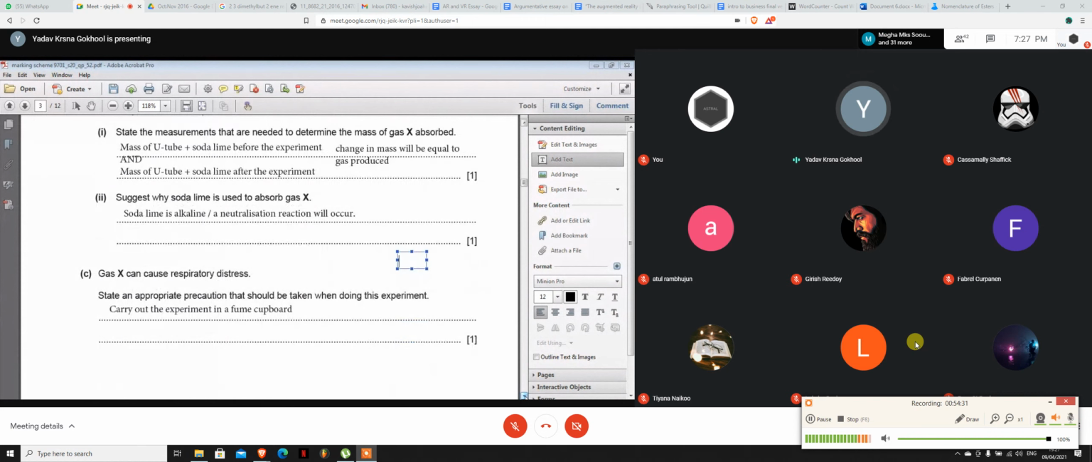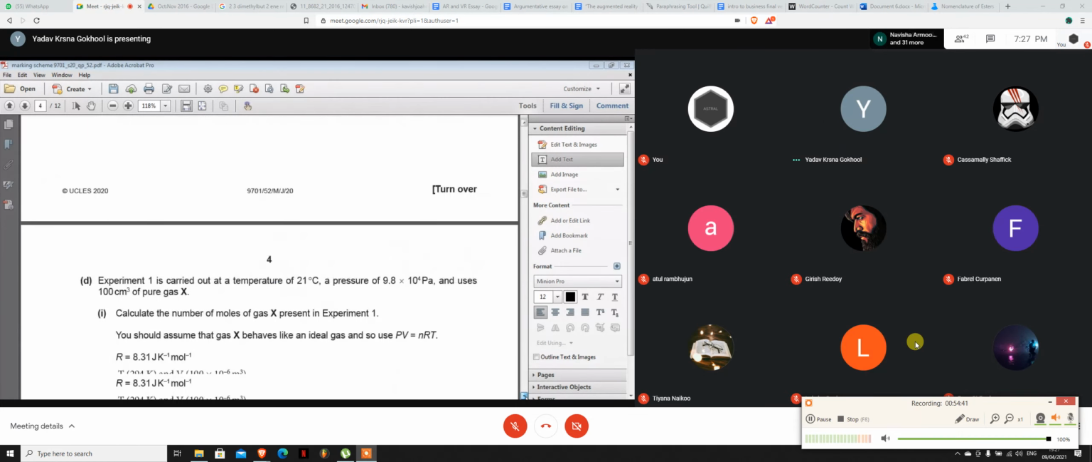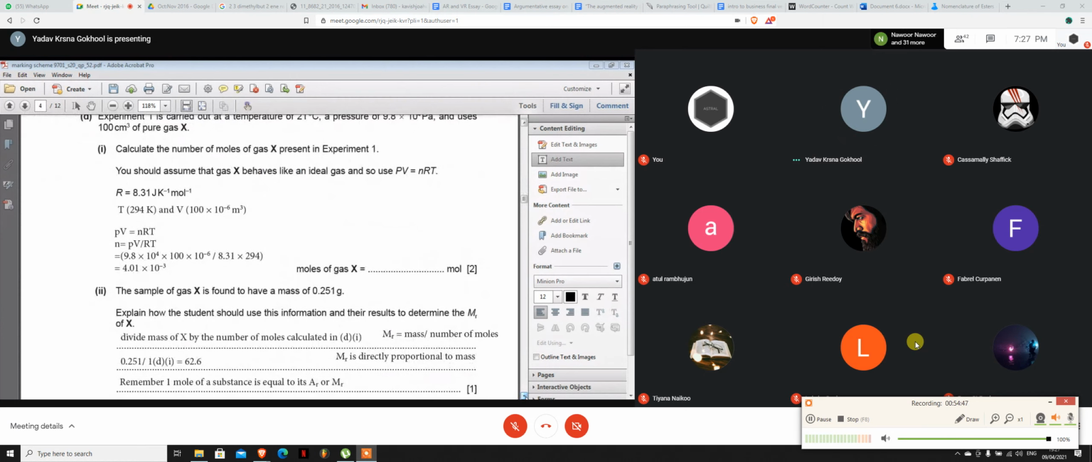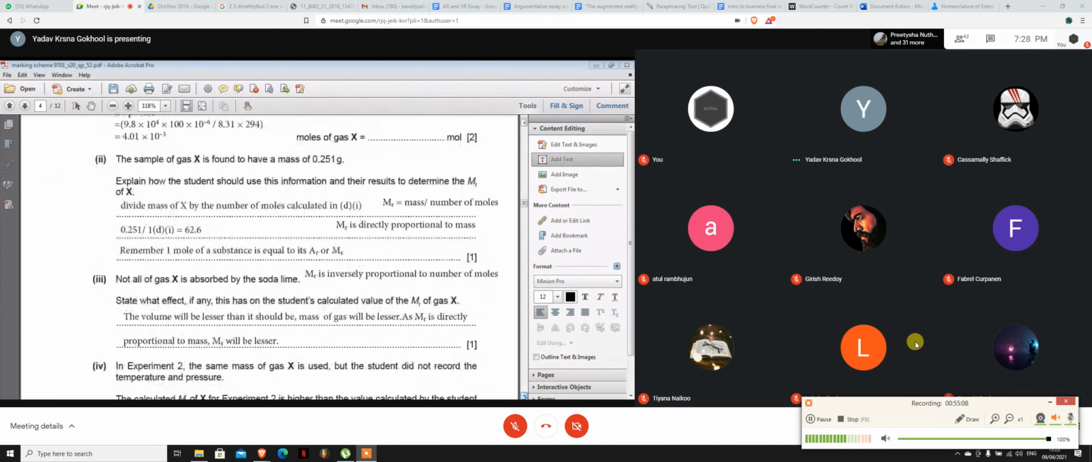Now, for respiratory distress, we all know that if we have toxic gases, we have to use a fume cupboard. Now here, I hope the calculation part was okay, because it was pretty direct. We just had to convert the temperature into Kelvin and the volume into meter cube. The pressure was already in Pascal.